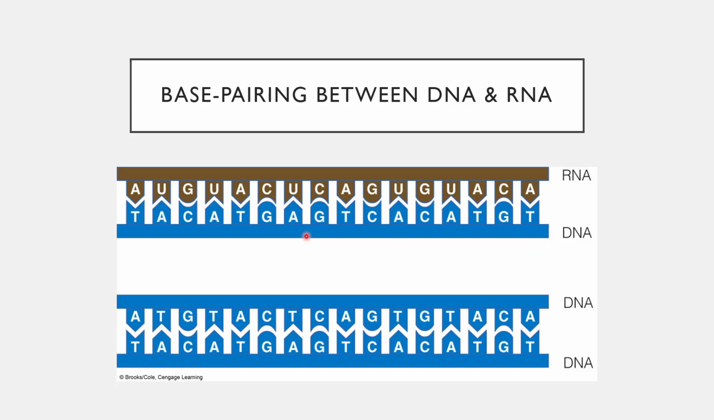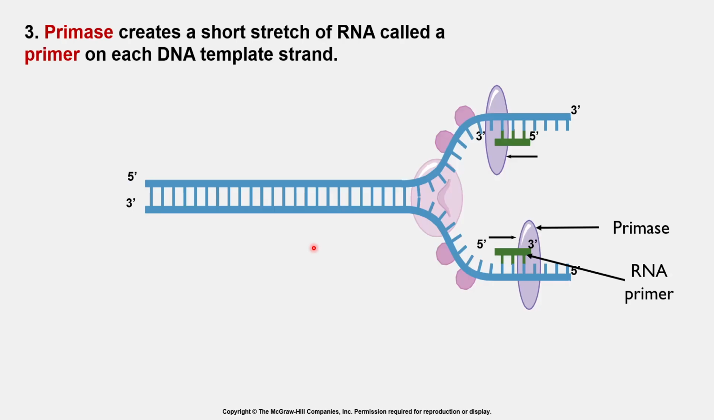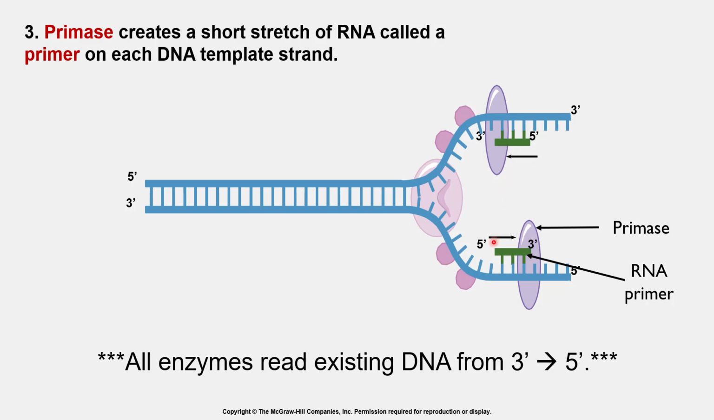So let's get back to the process here and summarize what we've done so far. So far, we've opened up the DNA molecule. Binding proteins have kept the strands apart, and primase has come in and paired this little temporary RNA primer with each of the DNA strands in the 3' to 5' direction in order to teach the DNA making enzyme where it can start making DNA.